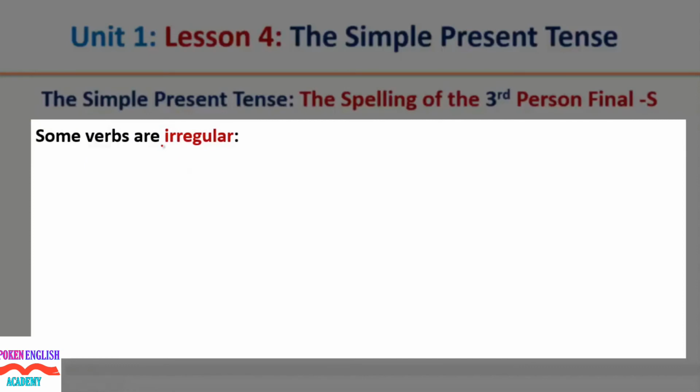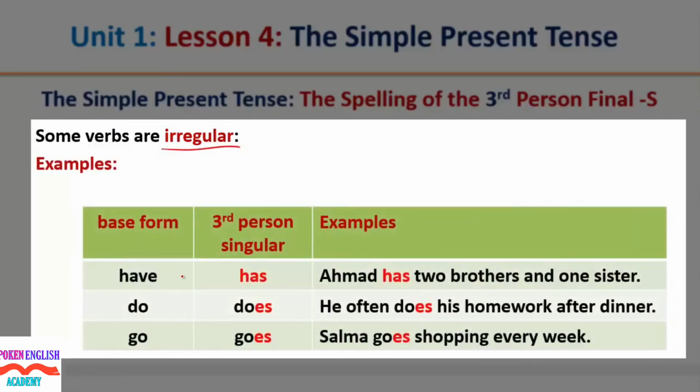Some verbs are irregular. Have becomes has in the third person singular. Ahmed has 2 brothers and 1 sister. Now Ahmed is a singular noun, so we use has. We cannot say haves. Okay, we cannot add s to the verb have. This is incorrect. This is wrong.